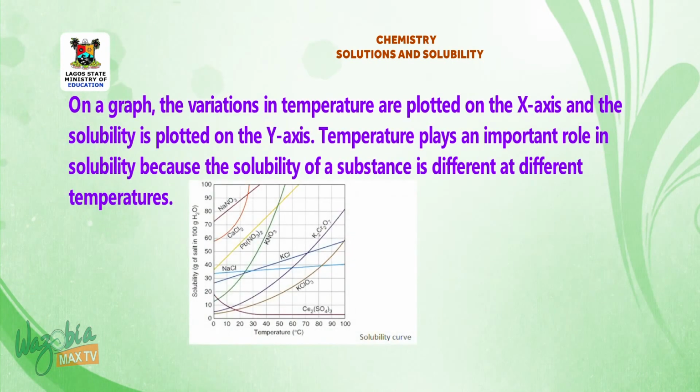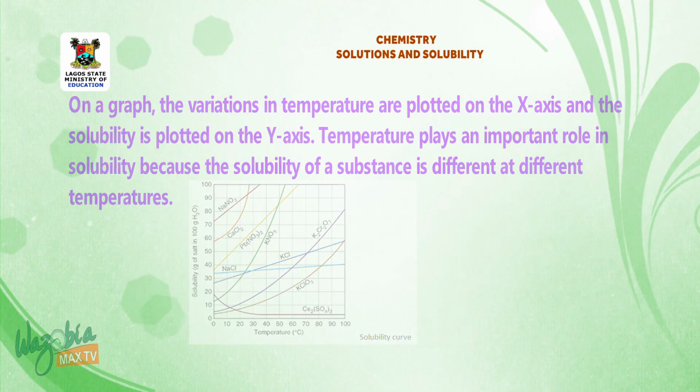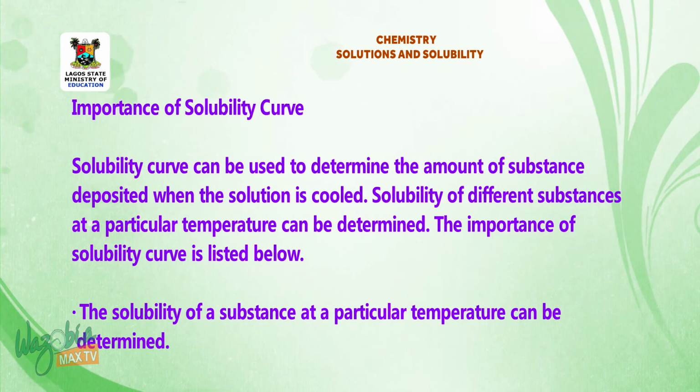On a graph, the variation in temperature is plotted on the x-axis and the solubility is plotted on the y-axis. Temperature plays an important role in solubility because the solubility of a substance is different at different temperatures. Importance of the solubility curve: it can be used to determine the amount of substance deposited when the solution is cooled, and solubilities of different substances at a particular temperature can be determined.